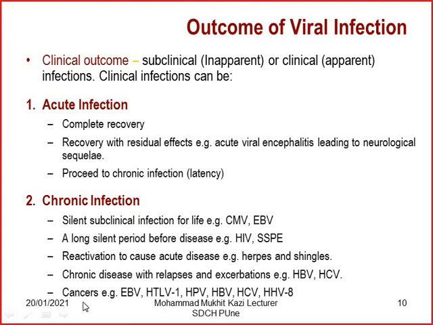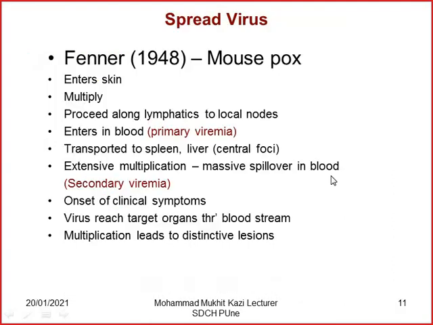And some chronic infections lead to cancers. For example, EBV, Epstein-Barr virus, HTLV-1, human T lymphotropic virus 1, human papillomavirus, hepatitis B virus, hepatitis C virus, human herpes virus type 8. These are all responsible for cancers because they are there in the patient's body as a chronic infection. That leads to cancer malignancies.